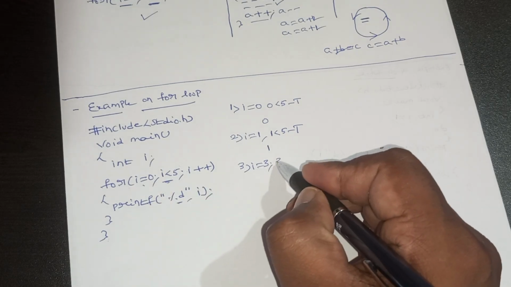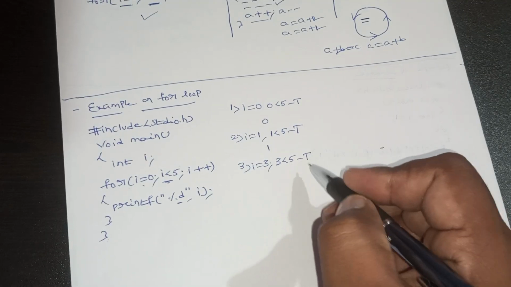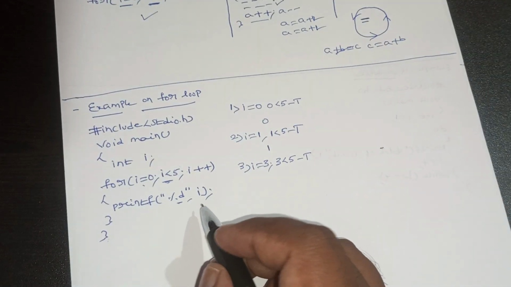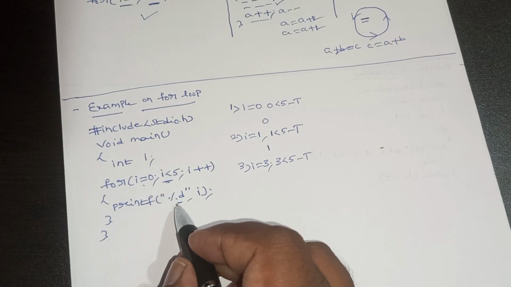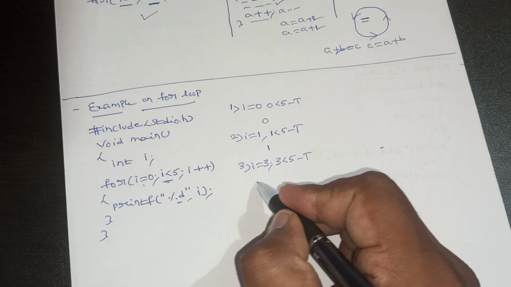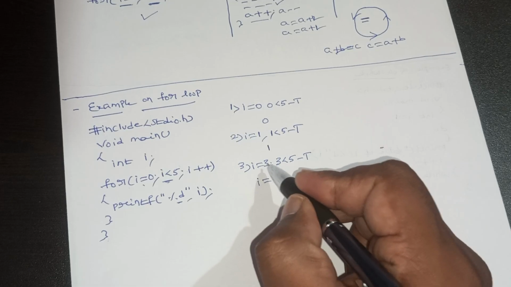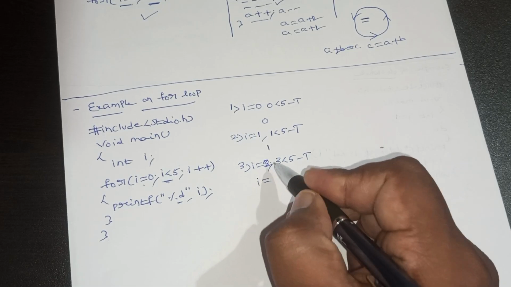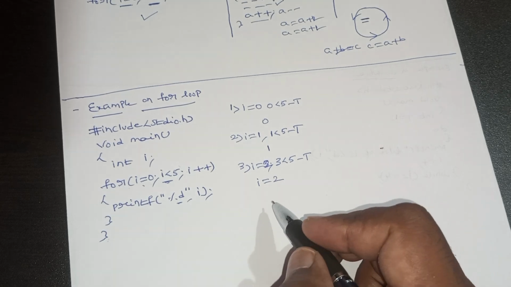Now 3 less than 5. Condition true or false? Condition true. Because the condition is true, I have to print this %d, i. Now what is i having? Okay, so i equal to, oh sorry, it is not 3, it is 2. So i equal to 2, I have to print.